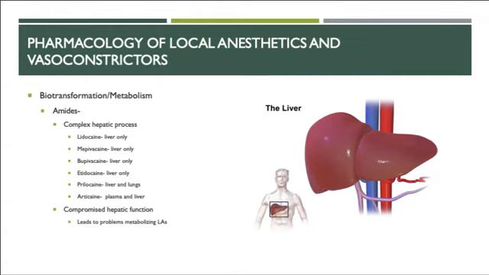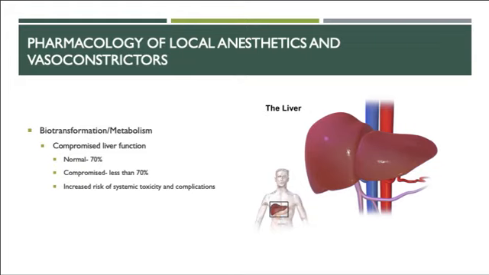Lidocaine, mepivacaine, bupivacaine, and etidocaine certainly fall into that category. Prilocaine, on the other hand, undergoes primary metabolism in the liver, with some additional metabolism occurring in the lungs. Articaine is a hybrid molecule that contains both ester and amide compounds and really undergoes metabolism in the blood and the liver.